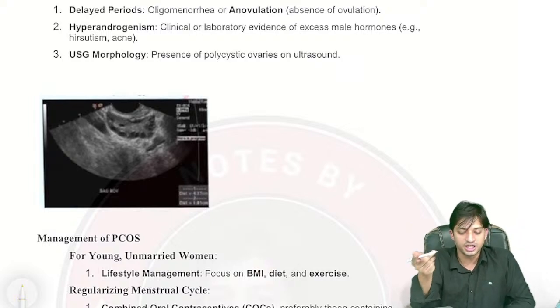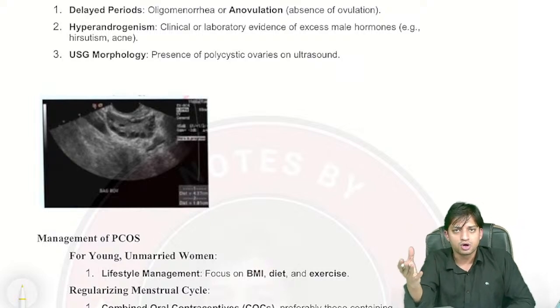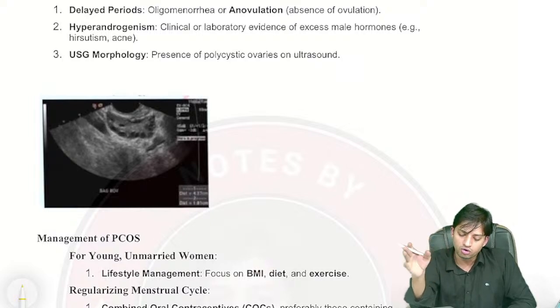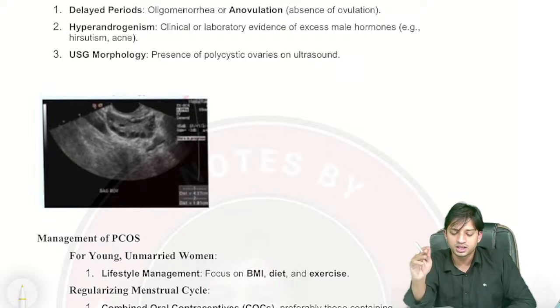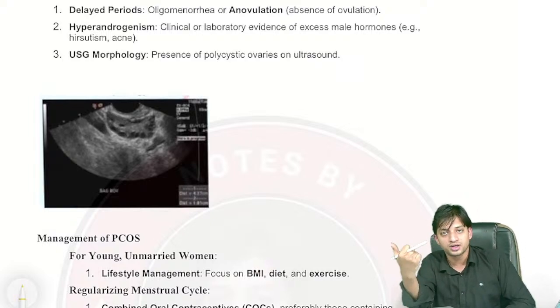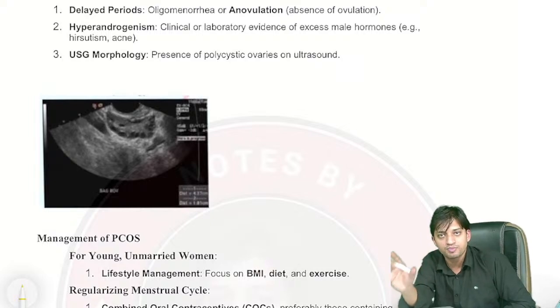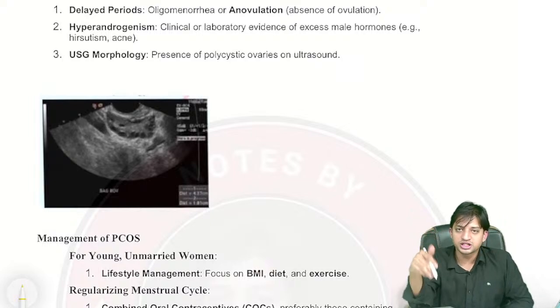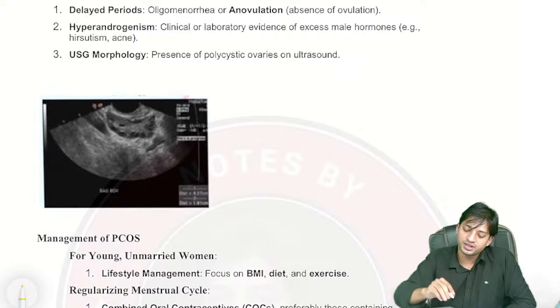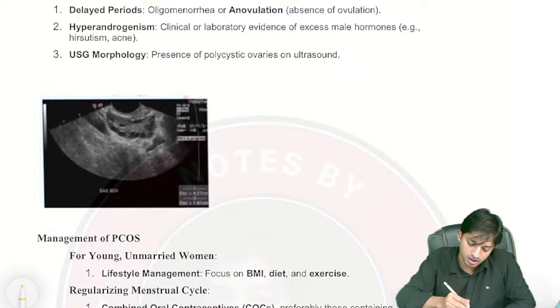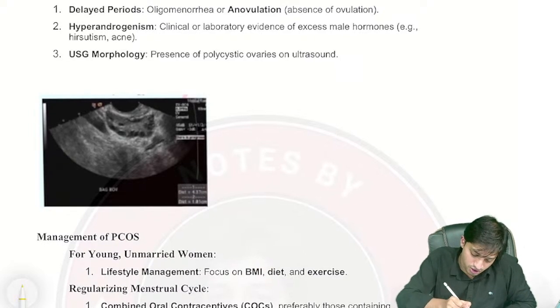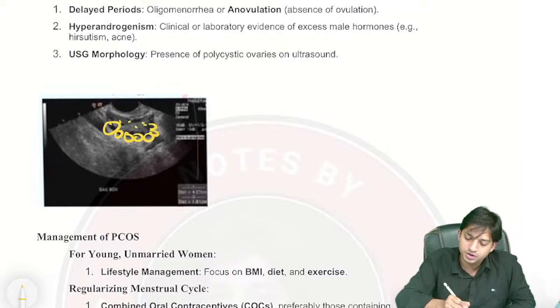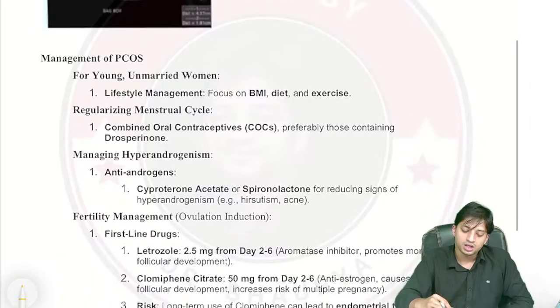The first one is delayed periods. The patient will come and tell, Doctor Saab, I have delayed periods, right? Oligomenorrhea or anovulation will be there. The periods and cycles will be anovulatory. Why? I will be telling you the conceptual part, just be patient. Now, hyperandrogenism, androgen will increase too much, and USG morphology, the presence of polycystic ovaries on the ultrasound. You can see here, like a string of pearls, you can find multiple polycystic ovaries in the ultrasound, and the ovarian stroma is thickened, right?